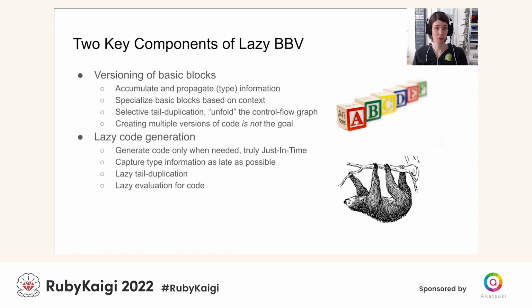The second component of lazy basic block versioning is the laziness. So being able to generate code lazily. So we generate code only when it's needed, truly just in time. We compile pieces of code only when we know for sure that they're just about to get executed. So for example, if we have an if and else branch, we're only going to compile the side of the if and else branch that gets executed. And by generating code lazily, we're able to capture type information as late as possible. So we do lazy tail duplication, and it's a little bit like lazy evaluation for code.